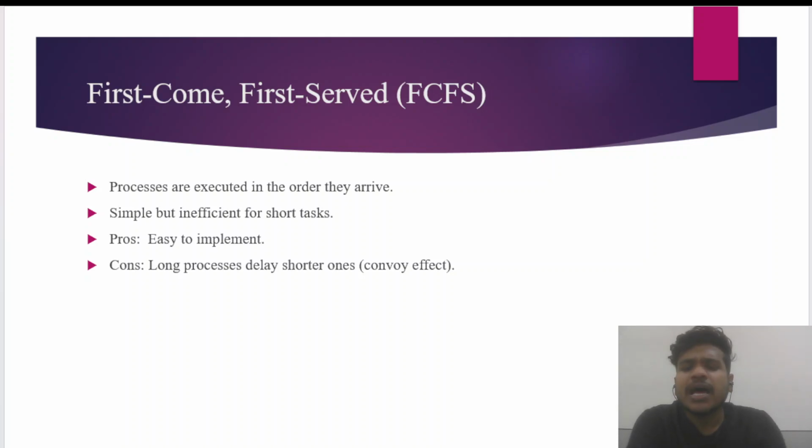It is very simple and easy to implement, as we all know. But let us say there are some long processes that can delay shorter ones. For example, there is a process which is going to take 10 hours, and after that another process is going to take just 10 minutes. So there will be a delay for the shorter one. It is known as the convoy effect.